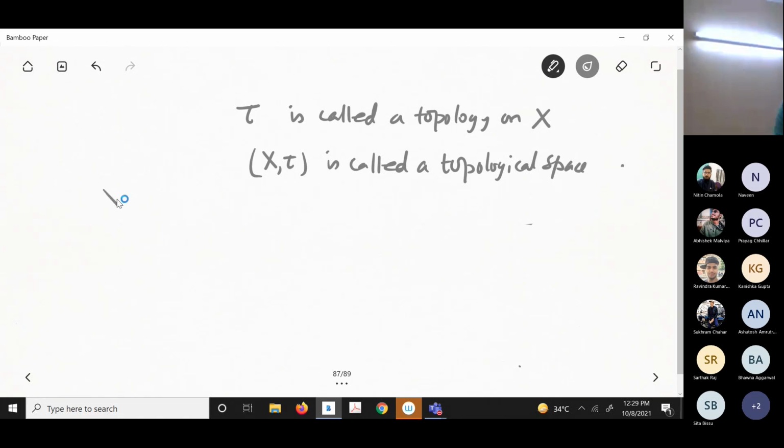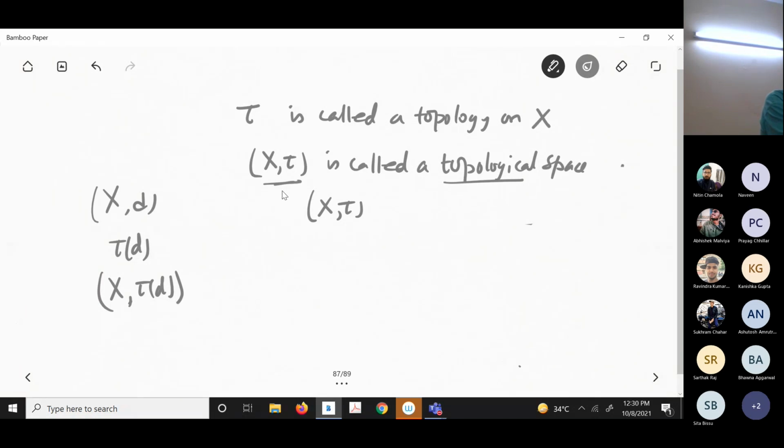So if you start with a metric, that gives me a topology, tau d, that I wrote. This indicates this topology is coming from this metric. So that way, this is a topological space. This is called a topological space. For a topological space, you need to take a pair. Often we say let X be a topological space, but that means we are considering a topology on this. Only X is a set actually. To be precise, like a metric space, you should give a pair (X, tau).